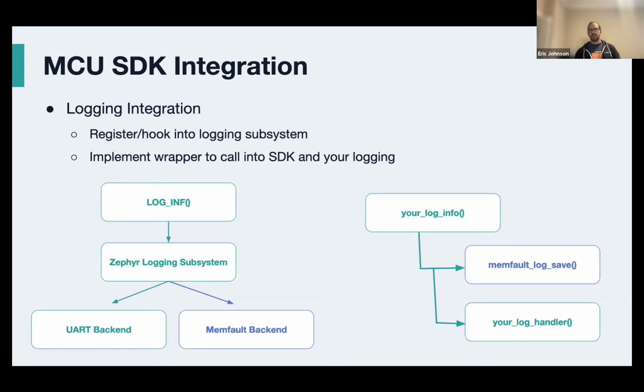The other option is to hook into your existing logging functions. We provide a simple function called Memfault log save. You give us the logging level of the log and the formatted string, and we'll take care of the rest, again, saving that into that circular buffer that I mentioned.